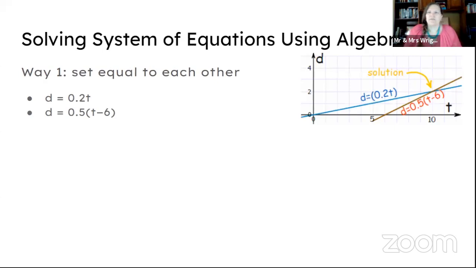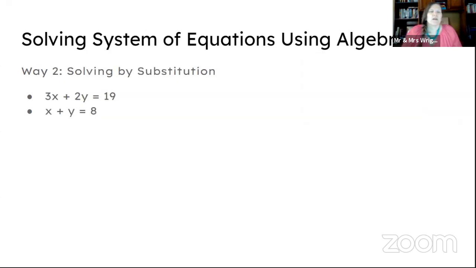Here we go. I have for us the graph we used last time. So here was our solution, 10 and 2. So that's what we saw before. Another way of solving is through using substitution, which is basically what we just did when we set them equal to each other. We were substituting them both for D basically by setting them equal to each other.